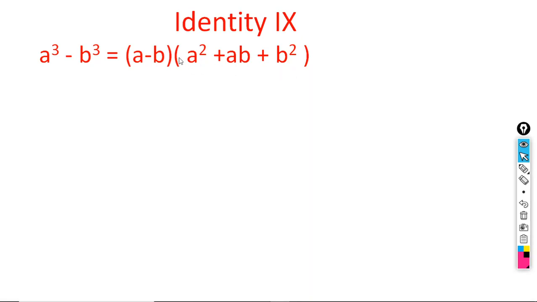The only change in this identity is that the middle term is positive. In the previous case the middle term was negative, so the middle term has the opposite sign. If it is a cube minus b cube, the middle term is positive. If it is a cube plus b cube, the middle term will be negative. Proof of this identity you may try in the same way as we have discussed in the previous case. So this identity is very useful in finding out the product.